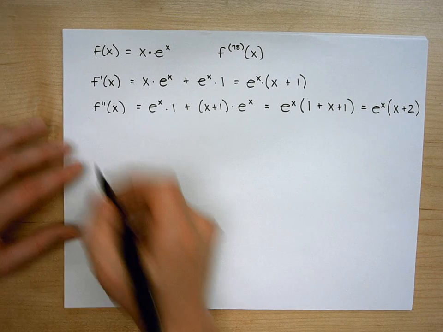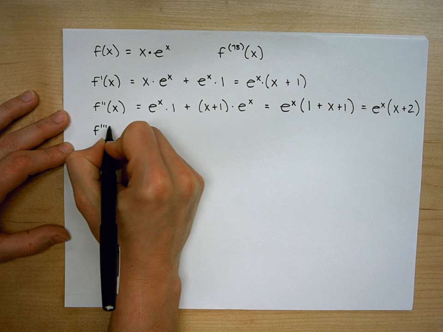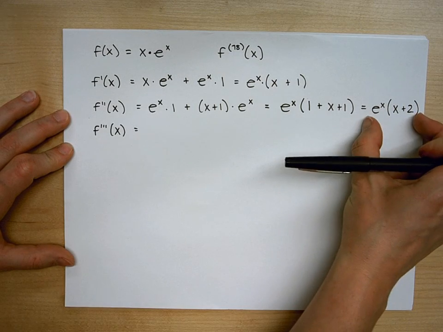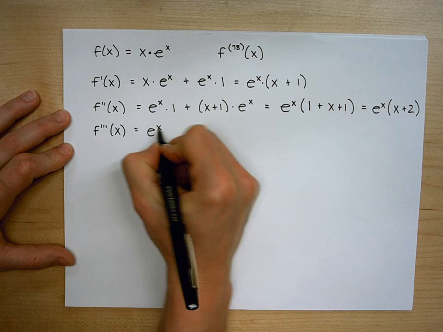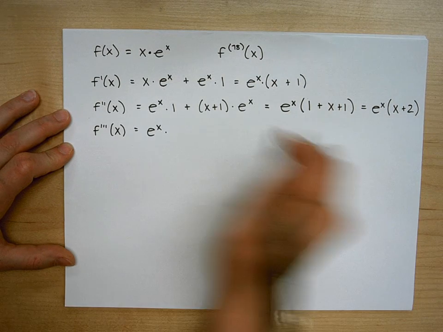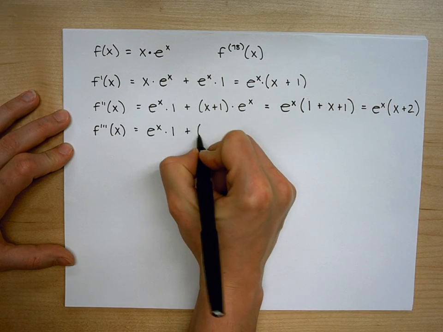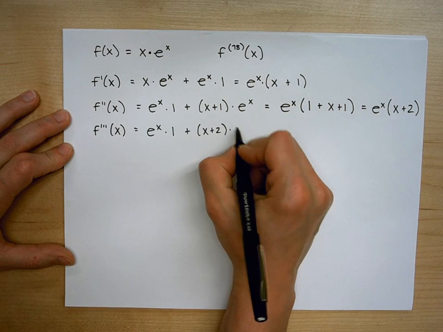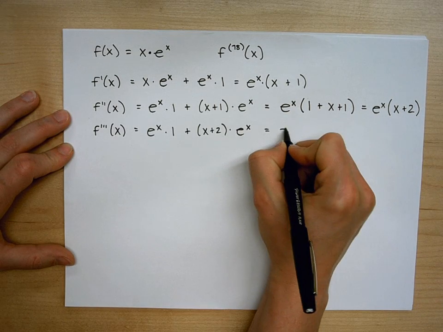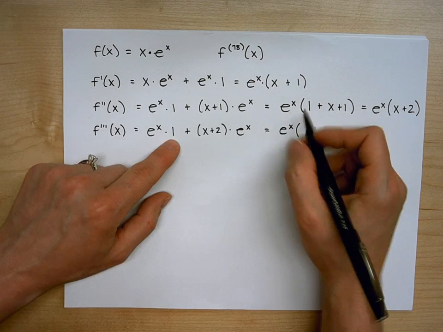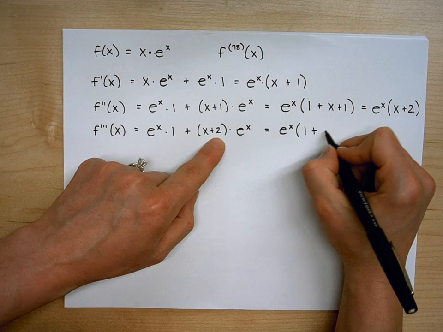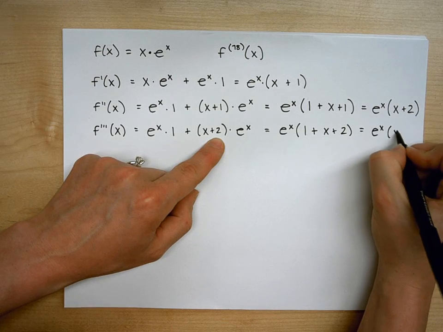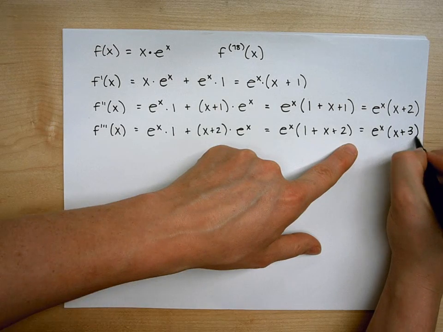You might be seeing a pattern. Let's just go ahead and do one more for good measure. So now I'm going to take the derivative of this. So I have the first thing, the derivative of the second, plus the second, times the derivative of the first. And I can see that I can again pull that e to the x out. I'd be left with a 1 plus x plus 2, e to the x, x plus 3. We start to see the pattern then.